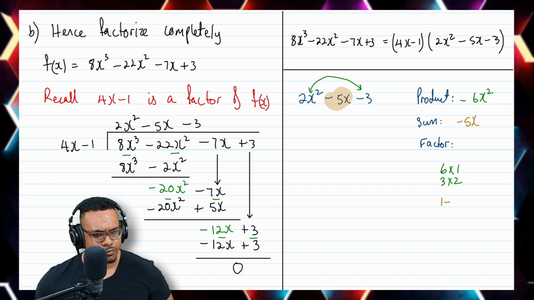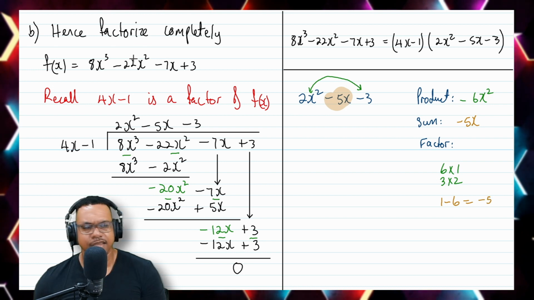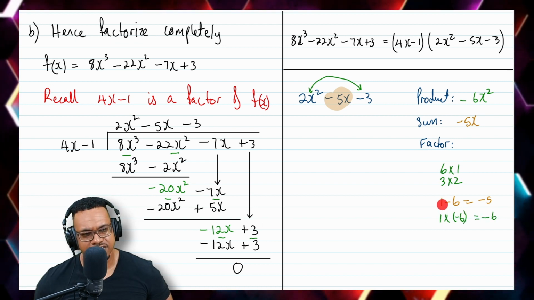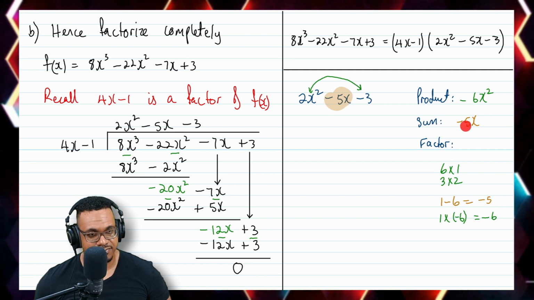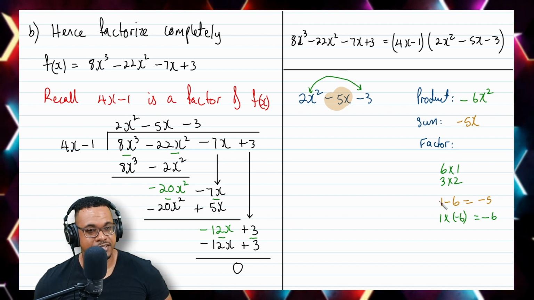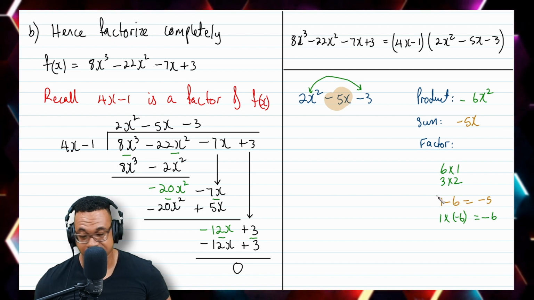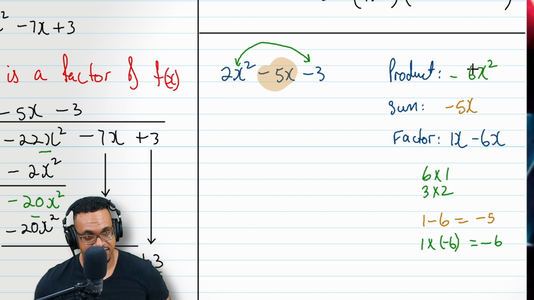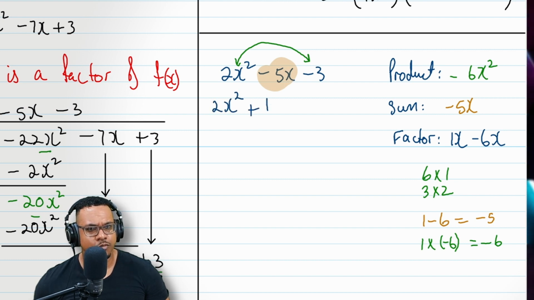But if we go with 1 take away 6, that is equal to negative 5. And then we multiply the positive 1 by the negative 6, we're going to get negative 6. So this positive 1 and negative 6 satisfies both the sum to get negative 5x here, and the product negative 6x squared here. So for my factors, I'm going to write the positive 1 as positive 1x and the negative 6 as negative 6x. So I'm going to have 1x take away 6x, because that would give you negative 5x. If you multiply 1x times negative 6x, we're going to get negative 6x squared. So now I'm going to replace the negative 5x with this 1x take away 6x. So I'm going to have 2x squared, and instead of negative 5x, I'm going to have positive 1x take away 6x, and I'm going to write back the negative 3.